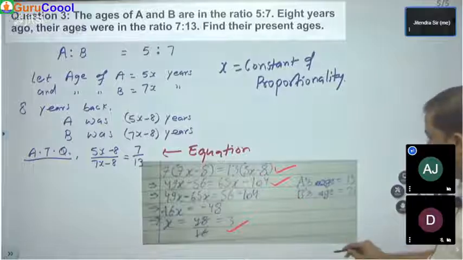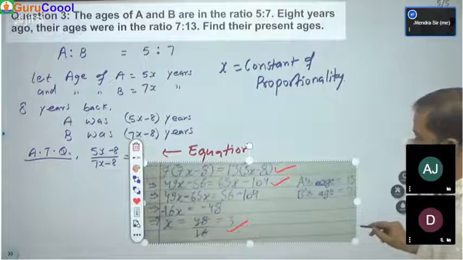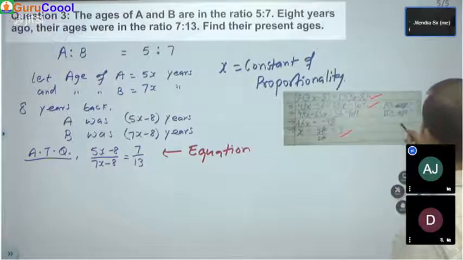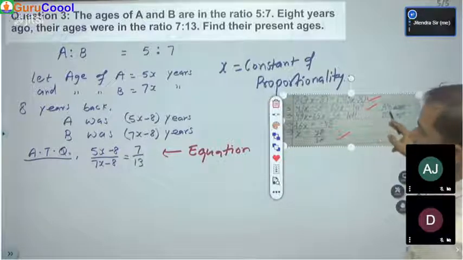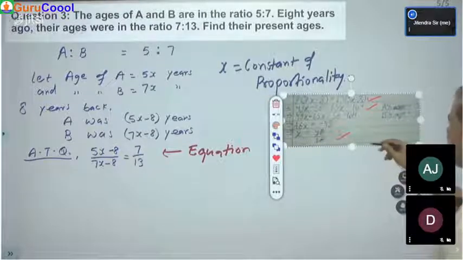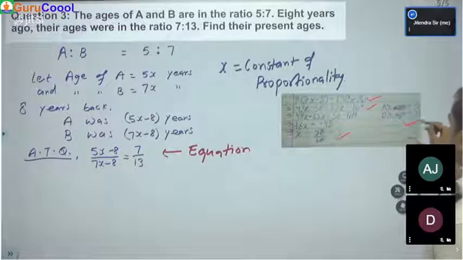You did not find the present ages. Sir, I wrote ages on the right side. Yeah, that is available. Age of A is 5x, so 15 years, and age of B is 7x, 7 times 3 is 21 years. Okay, that's correct. Perfect.